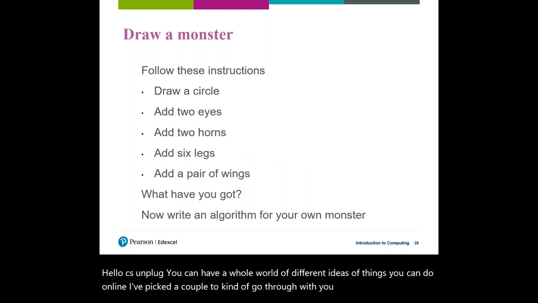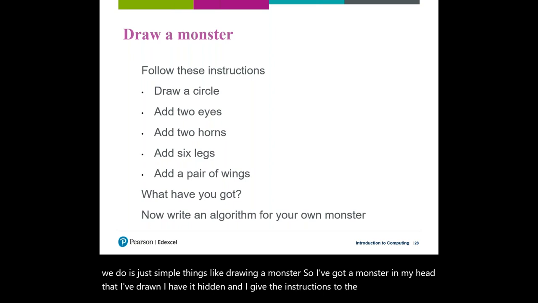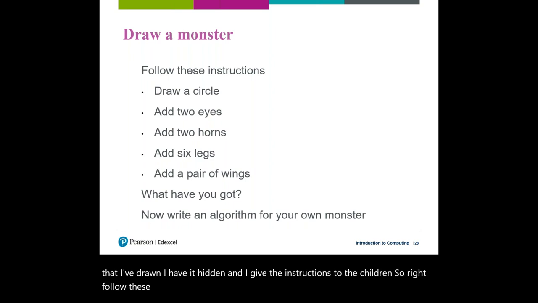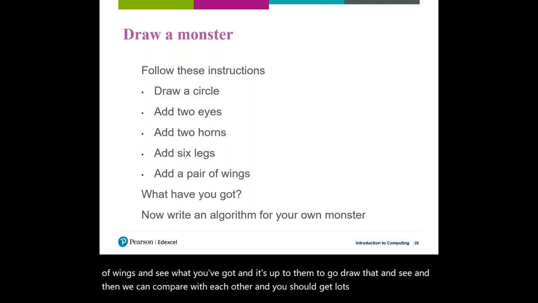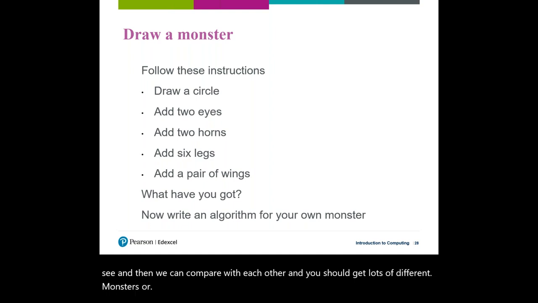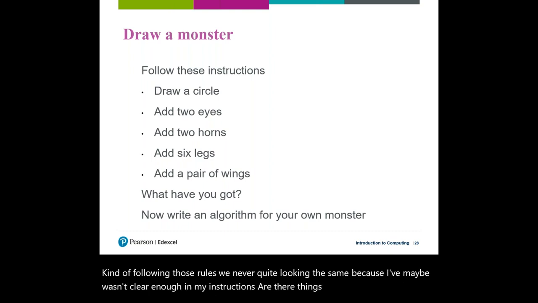One of the things we do is just simple things like drawing a monster. So I've got a monster in my head that I've drawn. I have it hidden, and I give the instructions to children. So right, follow these instructions: draw a circle, add 2 eyes, add 2 horns, add 6 legs, add a pair of wings, and see what you've got. And it's up to them to go and draw that and see, and then we can compare with each other. And you should get lots of different monsters, all kind of following those rules. They're never quite looking the same, because I maybe wasn't clear enough in my instructions. Are there things I'd need to change to make it more specific?